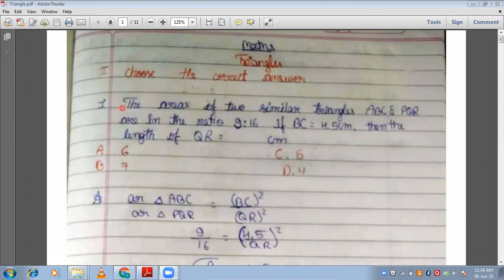First question: the areas of two similar triangles ABC and PQR are in the ratio 9 is to 16. If BC is equal to 4.5 centimeters, then the length of QR is equal to dash centimeters. They will give four options. You need to find out which option is correct.